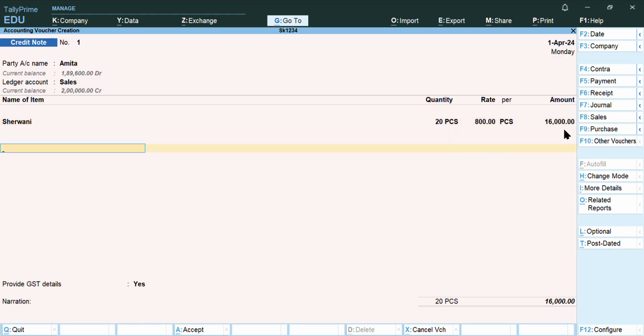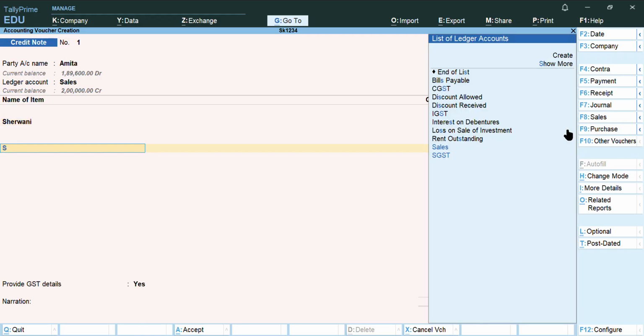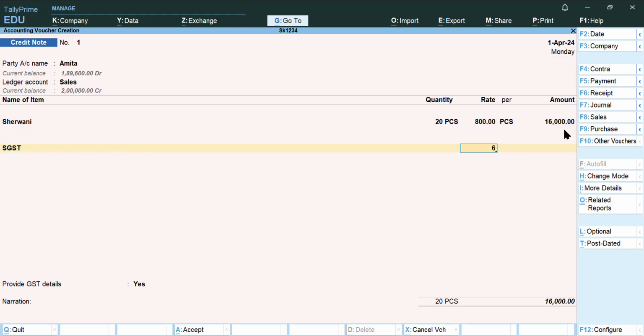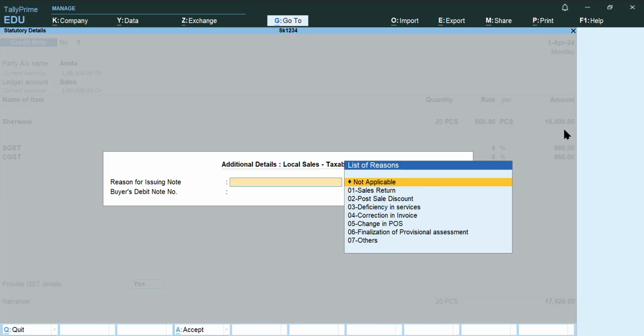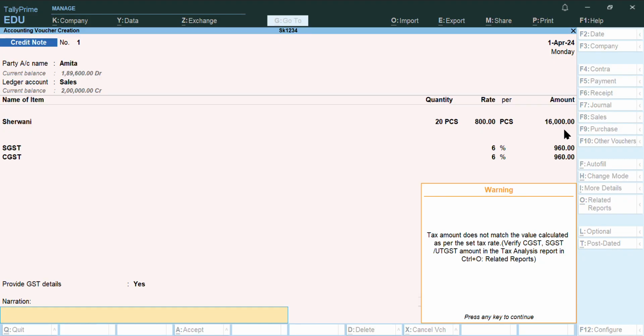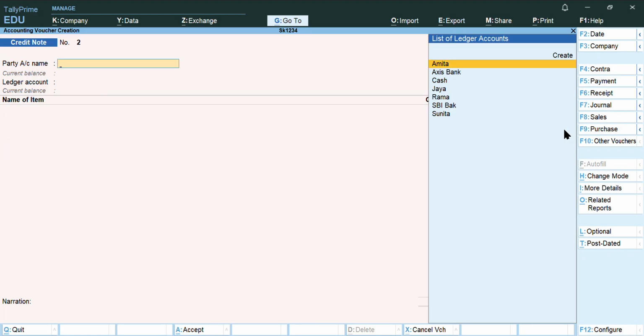Now SGST. Okay. 6%. Make the calculations. This system does it for you. CGST 6%. Okay. All right. Accept it.